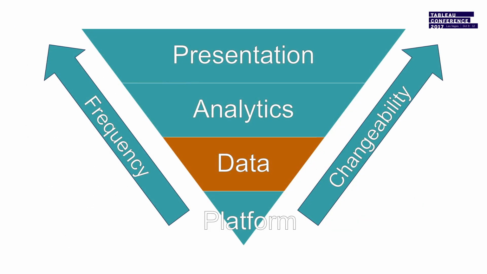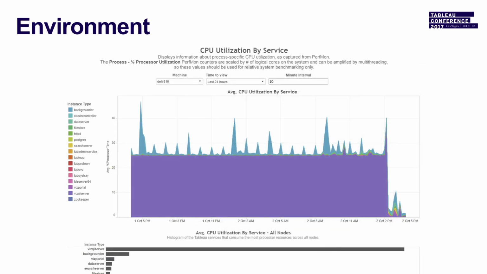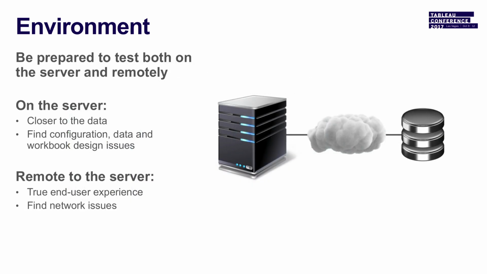All right, let's push down to the lowest level down here, the platform level. So this is where we're concerned with the environment, the operating system, the hardware. This is stuff to be aware of early in the cycle because it's hard to change later. So just monitor your environment. Use tools like Tabmon. This was my demo server last week, and it was running along, but one of my VizQL servers had become stuck, and so it was spinning. So we needed to fix that. You know, get your data in the right place. Test both remotely and locally in here.